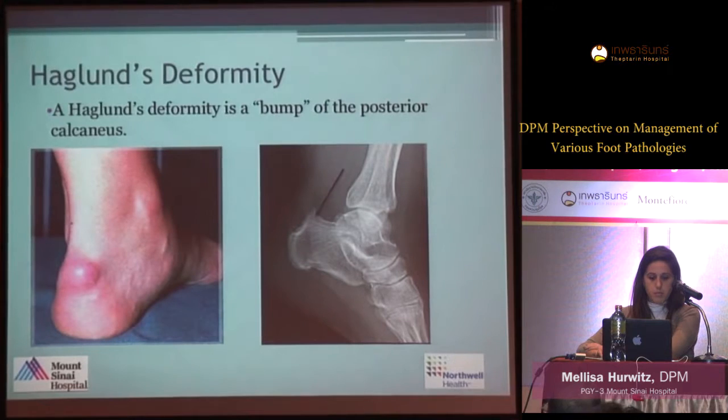Another type of pathology that occurs in the posterior heel, and can sometimes occur in addition to Achilles tendon pathology, is a Haglund's deformity. A Haglund's deformity is known as a bump on the posterior calcaneus. It's located on the superior lateral aspect of the posterior calcaneus. Noted on the x-ray, you can see it can be a sizable and painful enthesiophyte, and it's usually painful and irritating while walking in shoes.